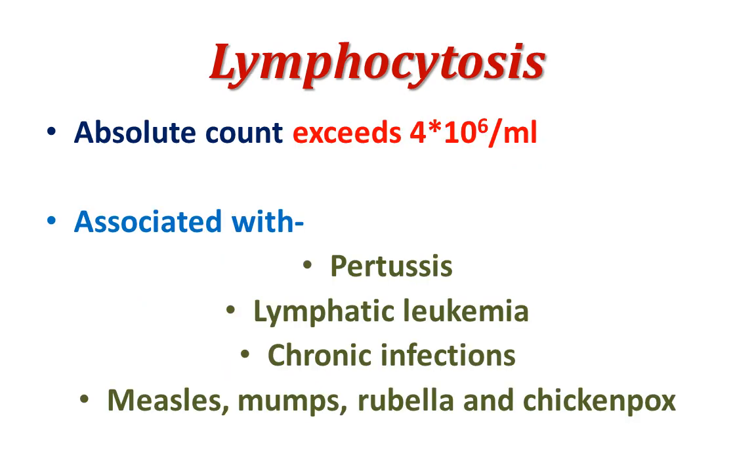When there is an increase in the lymphocyte count, it is termed lymphocytosis. The increase in lymphocytes is associated with pertussis, lymphatic leukemia, chronic infection, measles, mumps, rubella, and chickenpox.